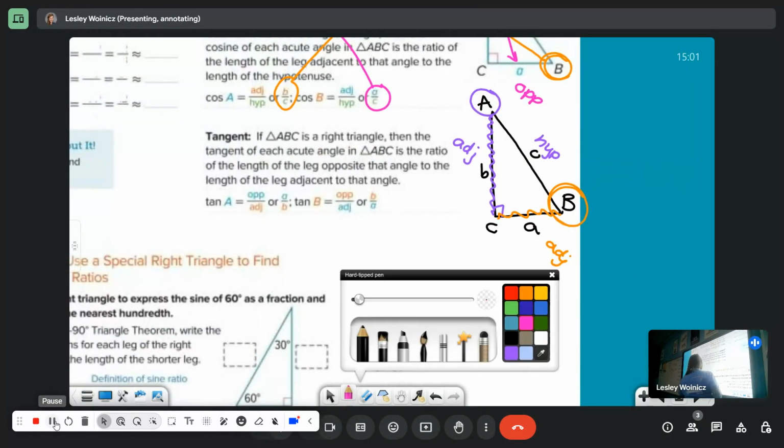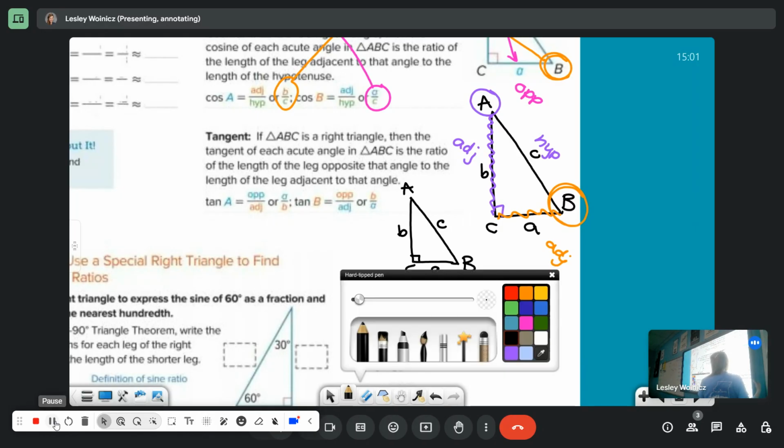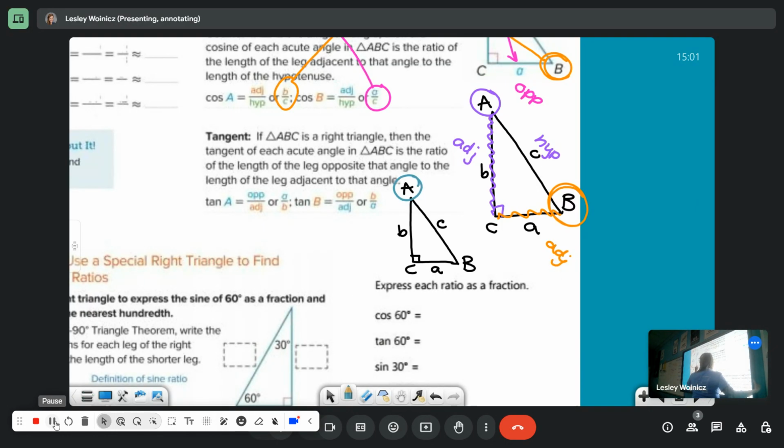All right, we're going to draw one more triangle here. This is our A, our B, our C. Here's our right angle. This is little c, little a, little b. The tangent ratio is formed by opposite over adjacent. So the tangent does not use the hypotenuse at all. So if I look at A, the opposite is little a, and the adjacent is little b. So it's little a over little b.